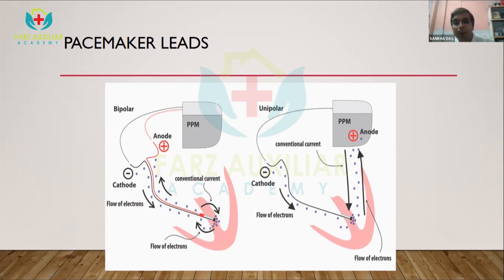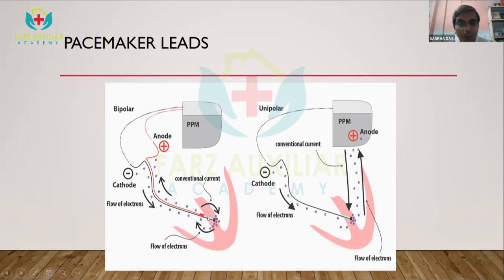Now, the problem of older generation pacemakers was that there is a large electrical field, starting from the pacemaker up to the tip of the electrode. So there is significant interference by electromagnetic waves or other electrical impulses. That was the problem of unipolar leads, which were used previously. There was a lot of interference in unipolar leads from external vibrations, sounds, and electromagnetic interventions.